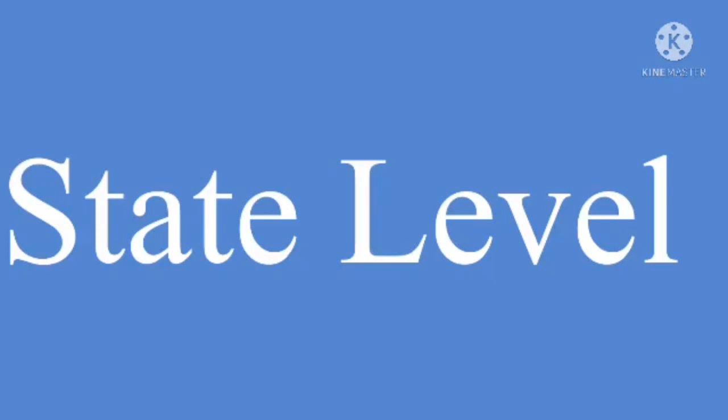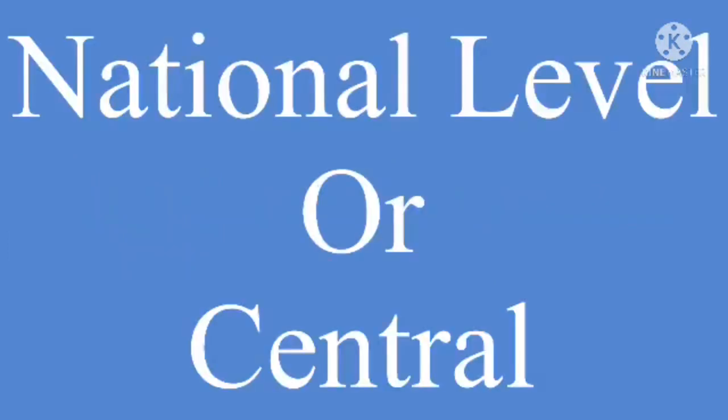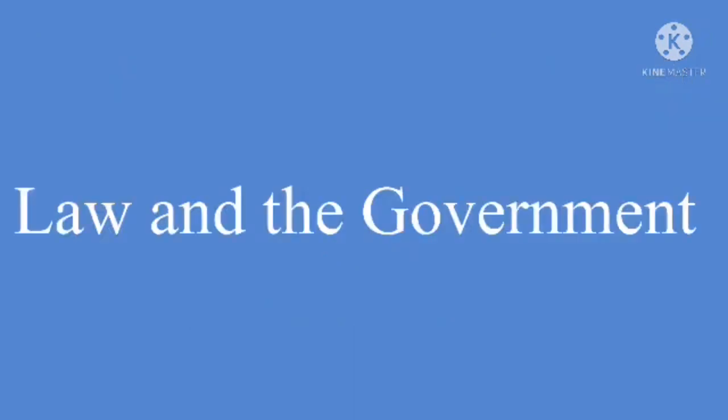Next one is national level government. What is meant by national? The government at the national level is known as the national government or the central government. It mainly deals with the issues of the entire country. For example, the Indian government. Now you understand the three levels of government. We'll discuss the next topic. Next one is laws and the government.